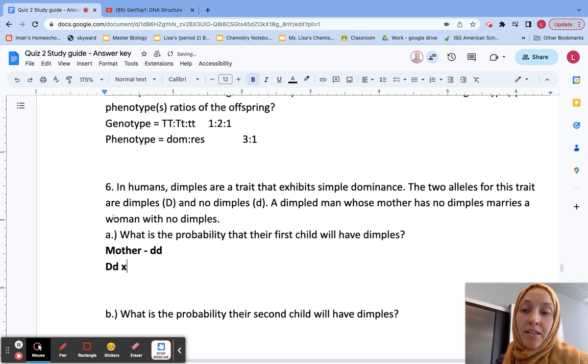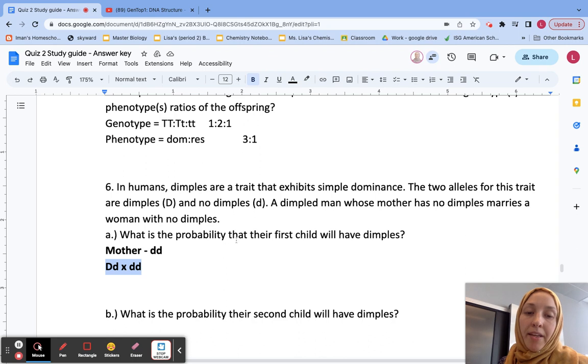So this individual marries a woman with no dimples. What is the woman's genotype? If she has no dimples, it's going to be small d, small d. No dimples is the recessive allele, and in order to express the recessive allele, you have to be homozygous recessive. So this is my cross, my parent 1 and my parent 2.